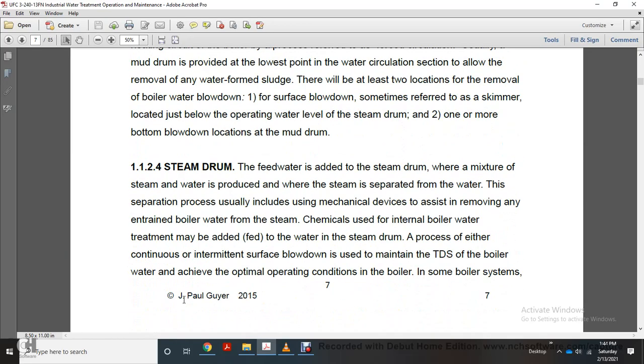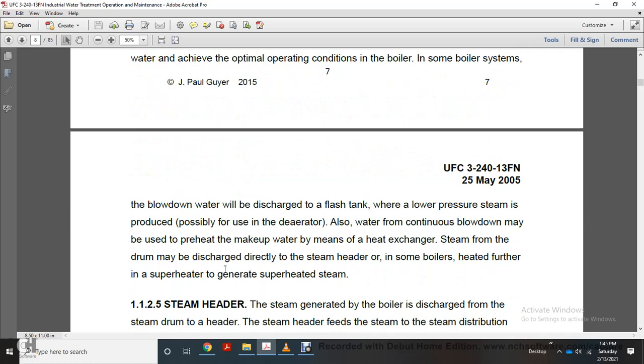Steam drum. The feed water is added to the steam drum with a mixture of the steam and the water produced in the boiler. The steam is separated from the water with a separation process that usually includes mechanical devices to remove any entrained boiler water from the steam. Chemicals used in internal boiler water treatment may be added to the steam drum, either continuous or intermittent surface blowdown is used to maintain TDS of the boiler water, achieving the optimum operational condition for the boiler.